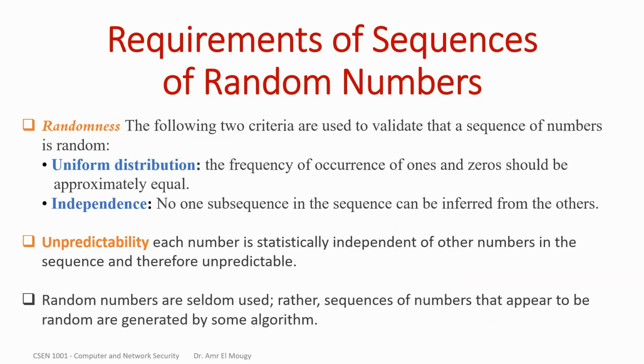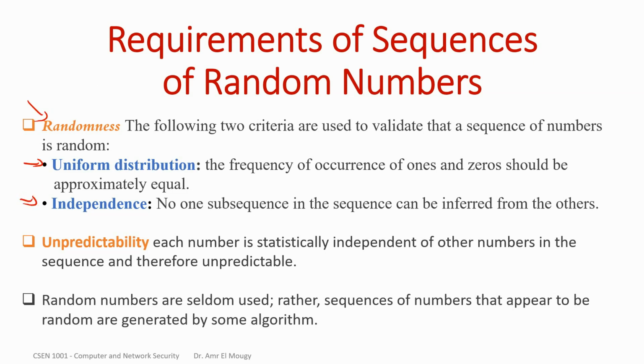First, we will discuss the requirements of a sequence of random numbers. When you want to have a sequence of random numbers, what are the criteria that you have to follow? Sequences of random numbers need to be evaluated on two main criteria. The first one is randomness. A sequence of random numbers, as you might guess, has to be random. What do we mean by random? We actually mean two properties.